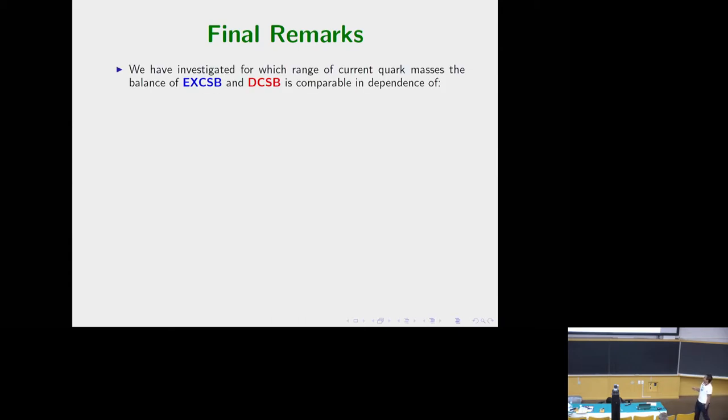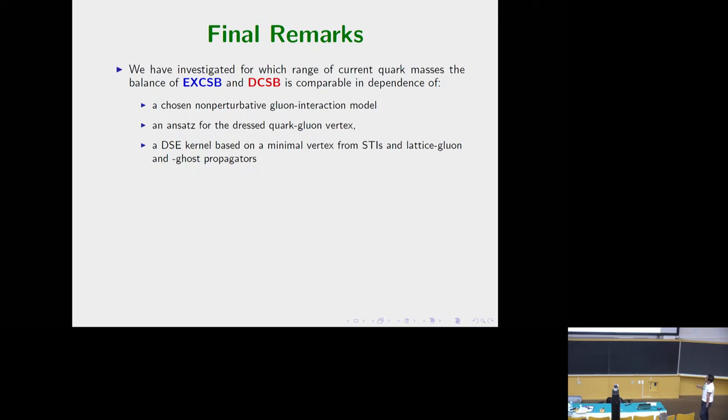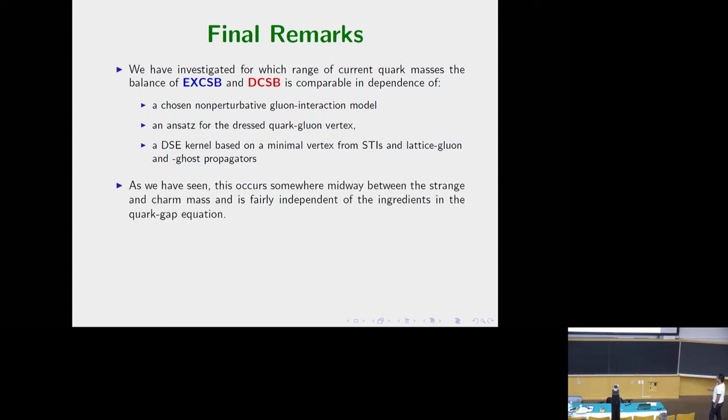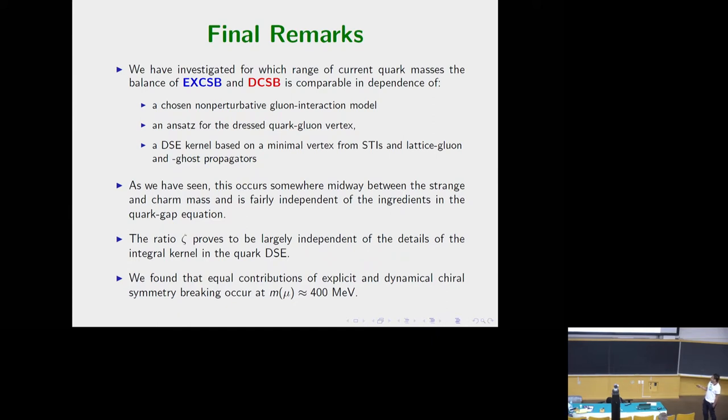Okay, final remarks. In this exercise, we investigated for which range of the current quark masses the balance of explicit chiral symmetry breaking and dynamical chiral symmetry breaking is comparable, independent of, first, a chosen non-perturbative gluon interaction model, an ansatz for the dressed quark-gluon vertex, and a Dyson-Schwinger equation kernel based on a minimal vertex from Slavnov-Taylor and lattice gluon and ghost propagators. And as we see, this occurs somewhere midway between the strange and charm mass and fairly independent of the ingredients of the quark Dyson-Schwinger equation. This ratio proved to be largely independent of the details of the integral kernels in the quark Dyson-Schwinger equation. And we found that equal contribution of the explicit chiral symmetry breaking occurred around 400 MeV.